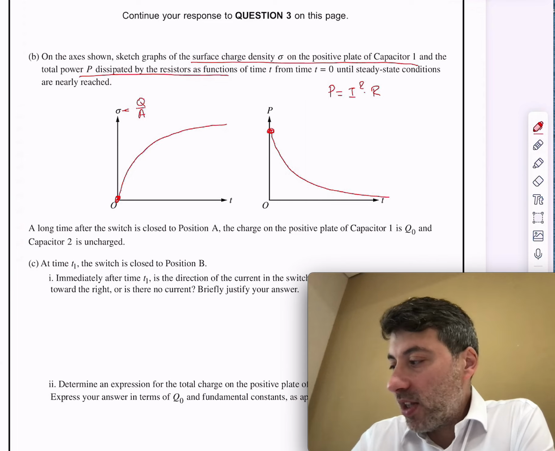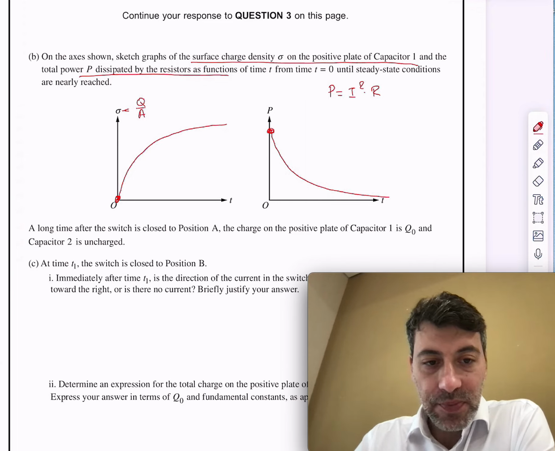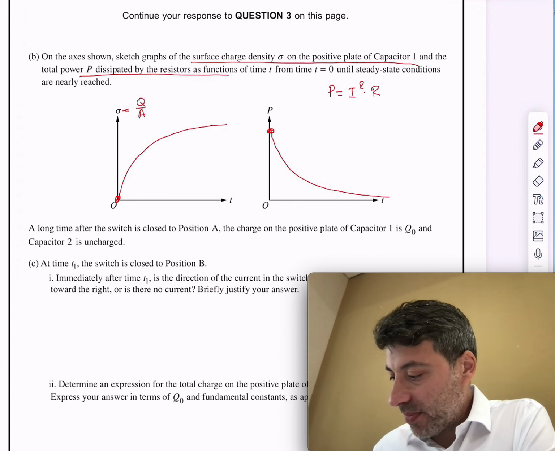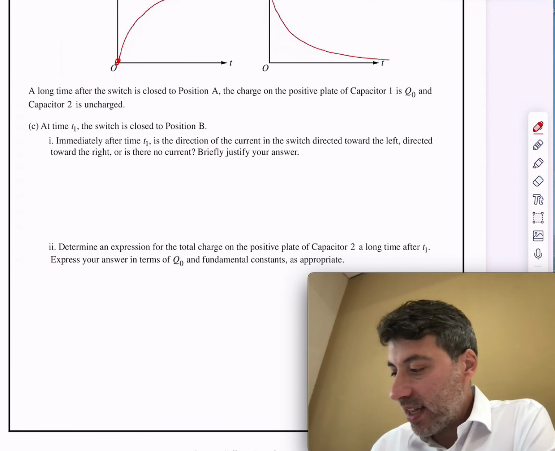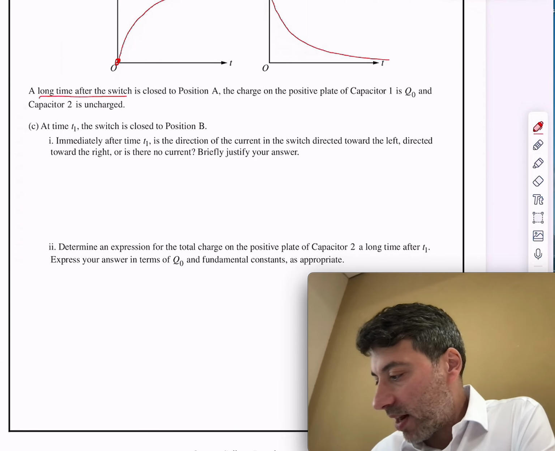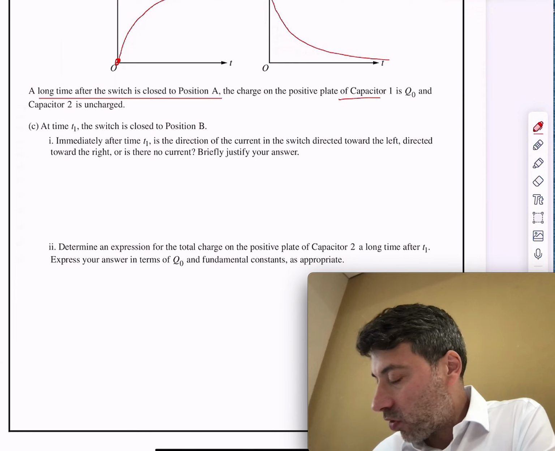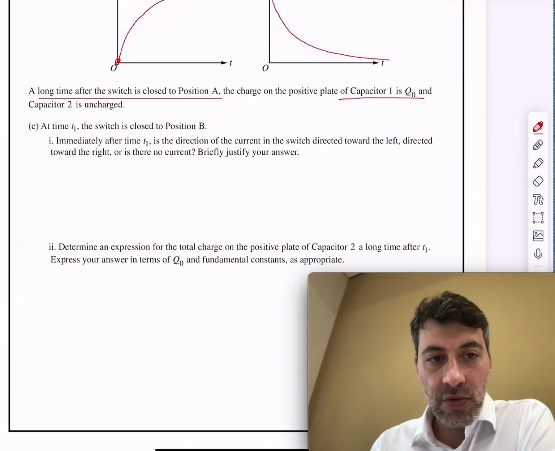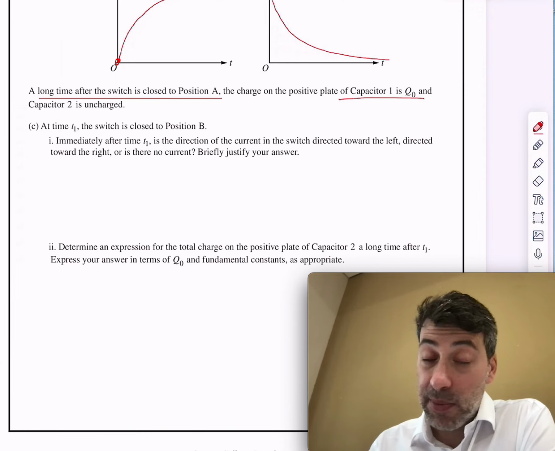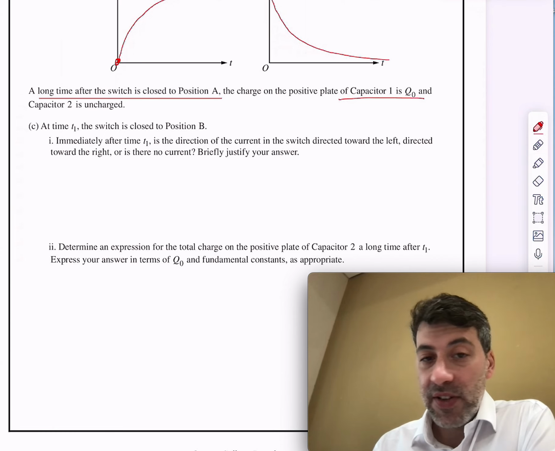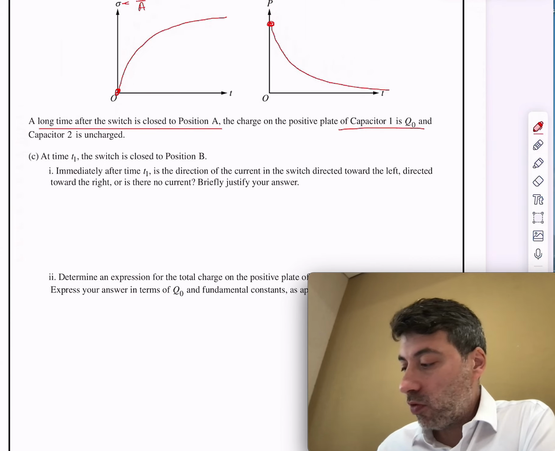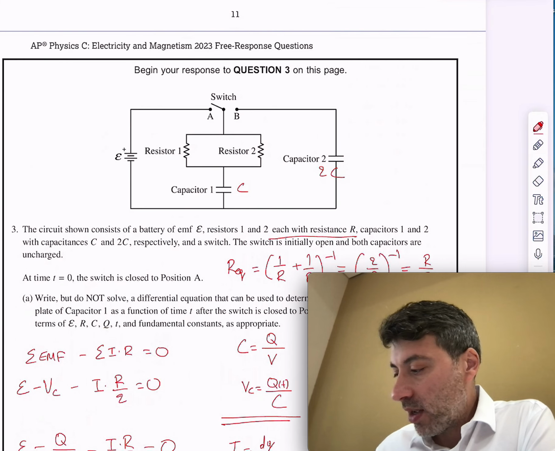And we continue with part C, where it is stated that a long time after the switch is closed to position A, capacitor 1 has charge Q, and capacitor 2 is uncharged. And after that, we switch to position B.